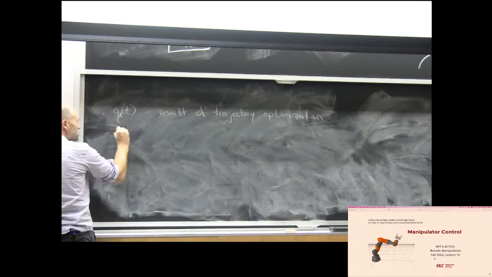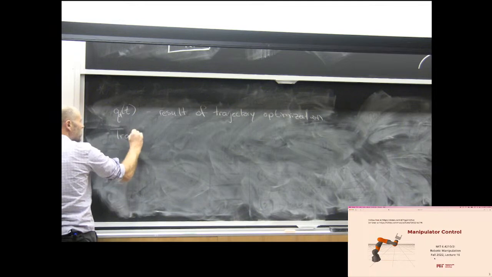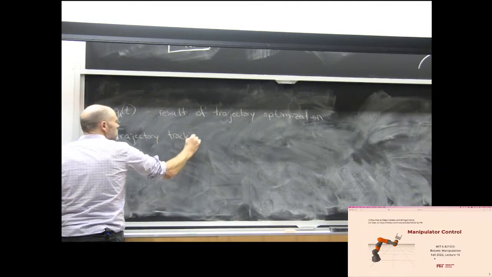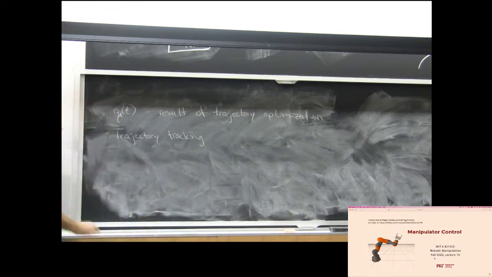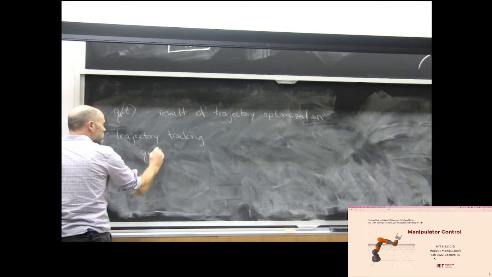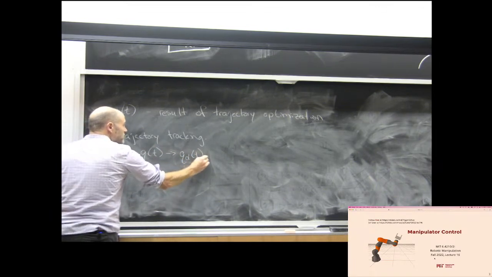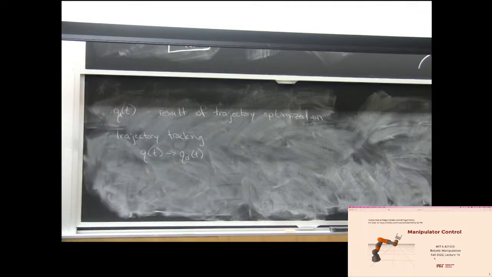There's a problem in the manipulator control world, which would just be trajectory tracking. If I have some Q desired of t, how do I make it so Q of t tries to track, converges on Q desired of t, and maybe tracks it with high precision?